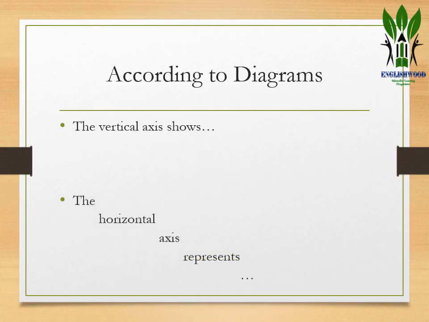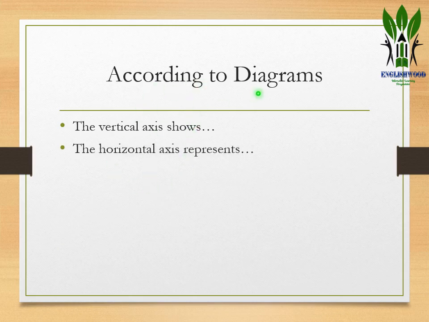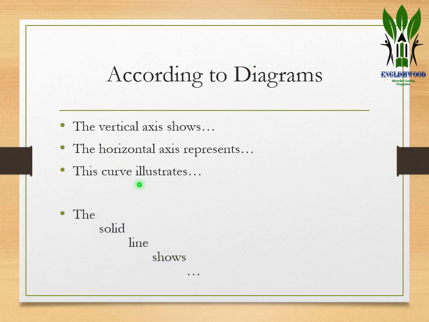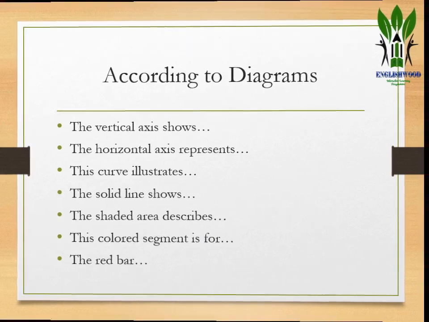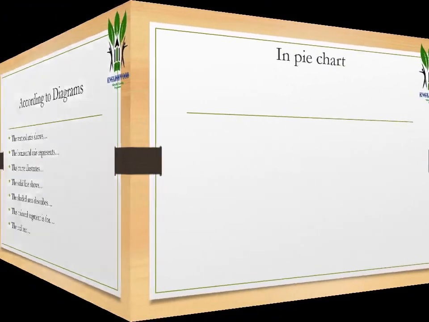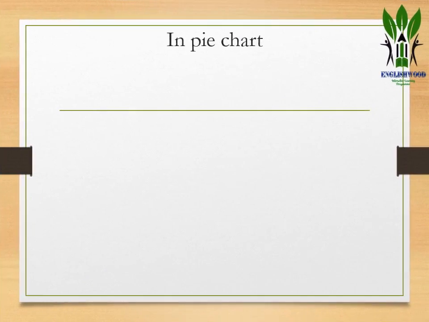For example, you can also use words according to different kinds of figures, charts. The vertical axis shows, the horizontal axis represents, if there are axes by x and y. The curve, if there are curved lines, solid lines, bigger lines, and the shaded areas, like in that pie chart, and the color segment, and the red pie chart. You can mostly use these words.